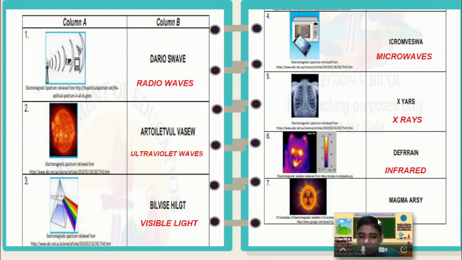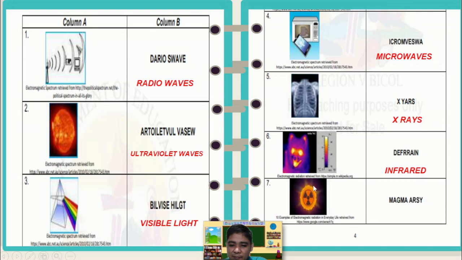Infrared. What about in number 7? What kind of ray is this? Let us check. Okay, gamma rays. I hope you enjoyed answering this activity number 1.